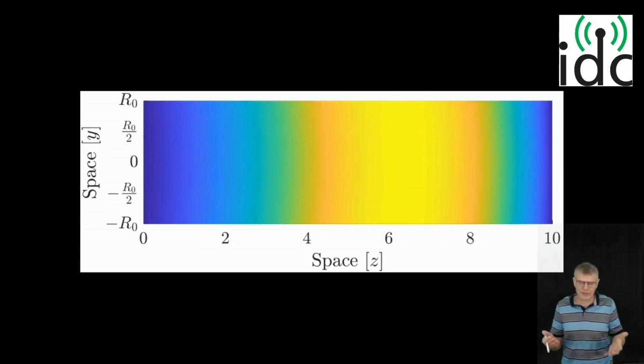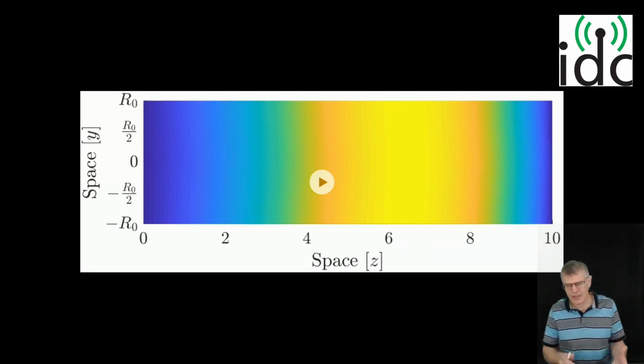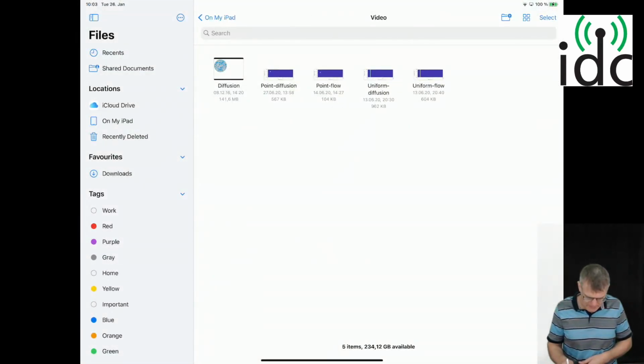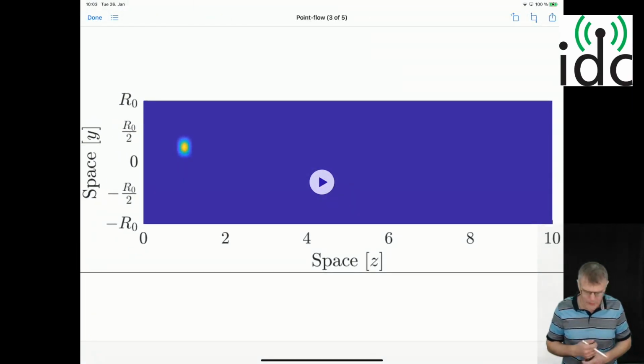And therefore, this is really this Aris-Taylor regime, where your combination of laminar flow and diffusion looks like the combination of a uniform flow with the same flow velocity everywhere across the tube, and diffusion. So those were for uniform releases. Now let's contrast this to a point release.